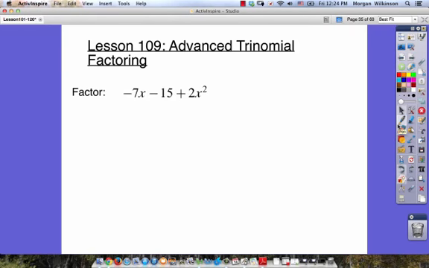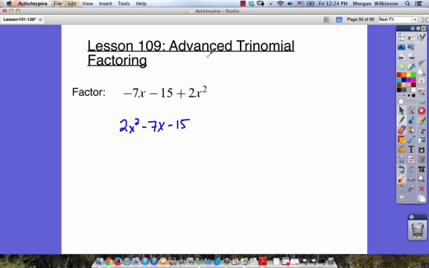Lesson 109 is about advanced trinomial factoring. And here we're asked to factor this problem: negative 7x minus 15 plus 2x squared. We know our first step with these is always to write them in descending order of the variable. So we're going to get 2x squared minus 7x minus 15.